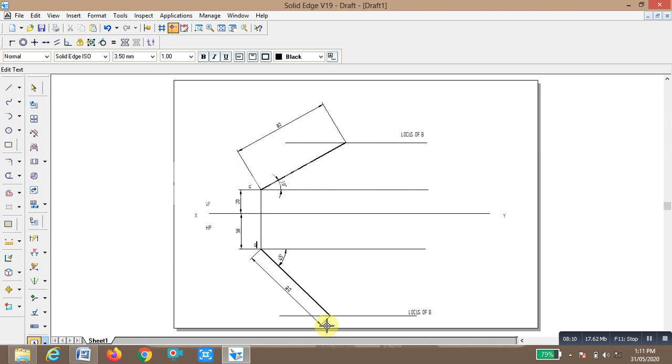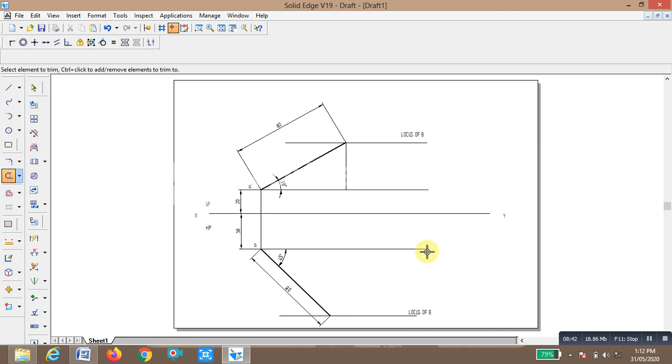First select the line command, the thickness of the line is 0.13. From this extreme end, just move the cursor and draw the vertical line, and trim these unwanted lines. Once you draw this, you draw the vertical line up to the top view, the starting point A. Just extend this line up to here.